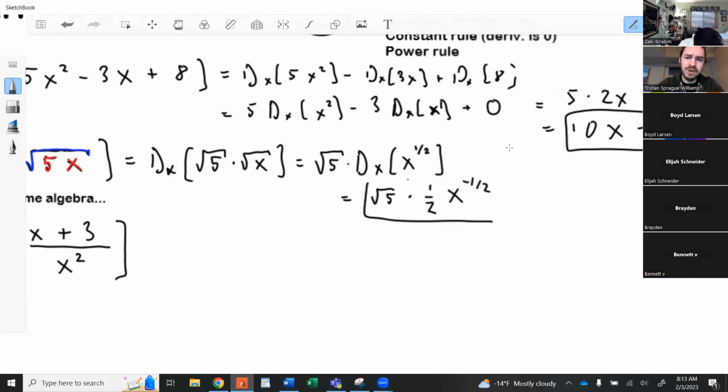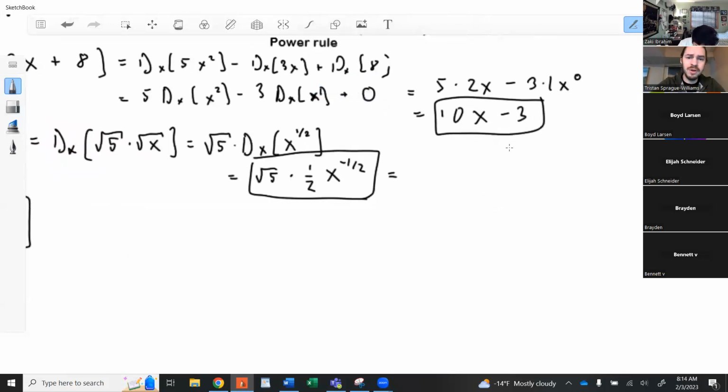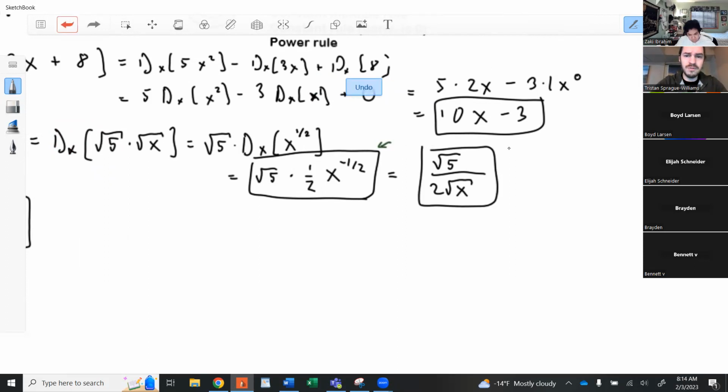This would be a perfectly fine final answer. But if you wanted to take it a little further, you could have also written square root of 5 divided by 2 times the square root of x. This would have been a perfectly good final answer as well. These two final answers are equivalent to each other. Either one of these is fine. They're both the correct derivative.